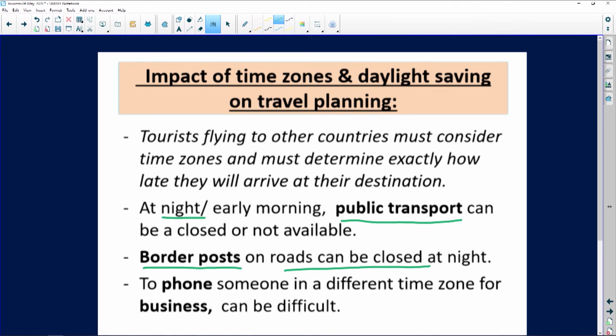Also, very important, especially for travel agents, if you phone people in other countries, it might be 9 o'clock in the morning in South Africa, and you can't figure out why people in America are not picking up the phones. It's because it's still midnight in America. All right, because of time zones. So to do business is very difficult if you don't know what the time is in another country.